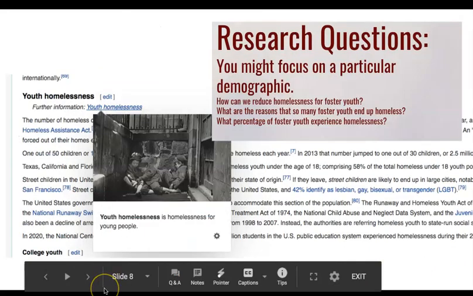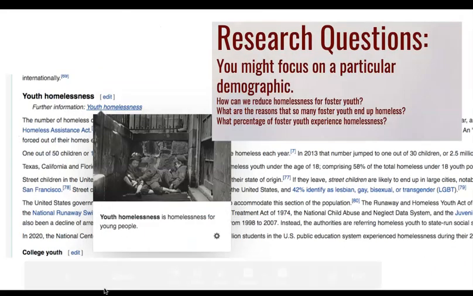So for instance, I might choose to focus on a particular demographic. I might focus on college youth who are experiencing homelessness, which is a growing problem. Or I might decide that I want to focus on foster youth. In that case, all my research questions would be about foster youth.